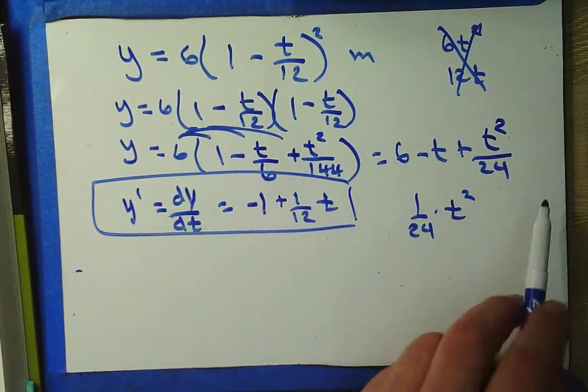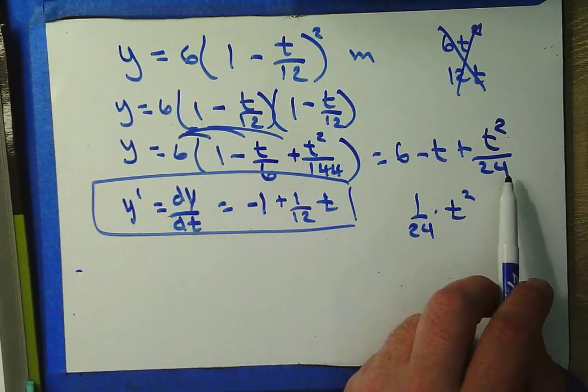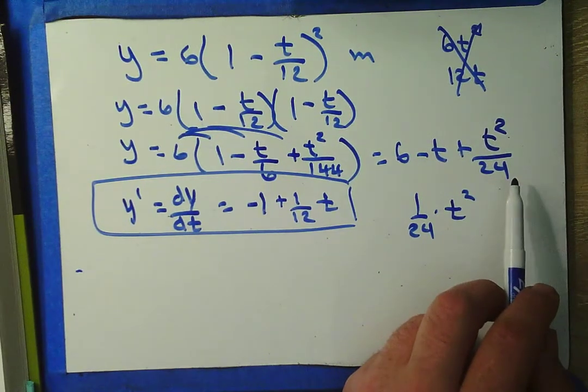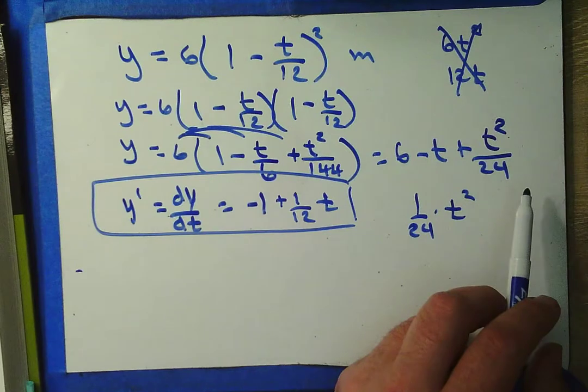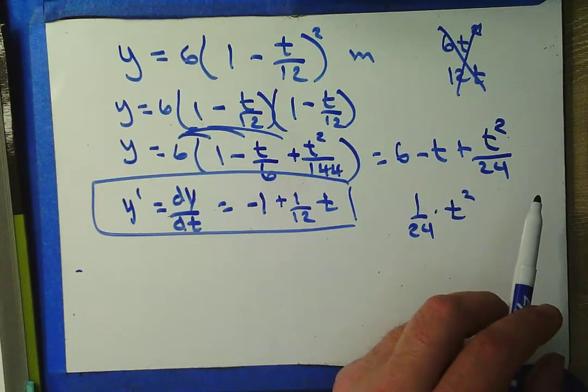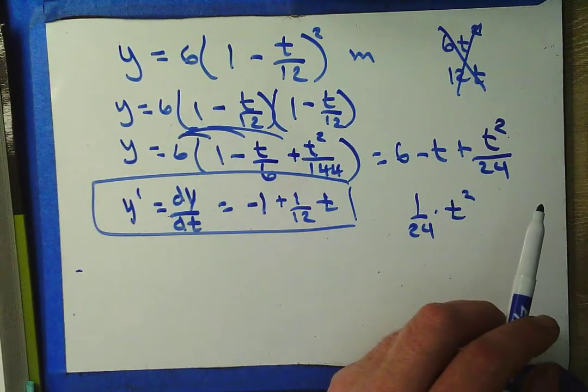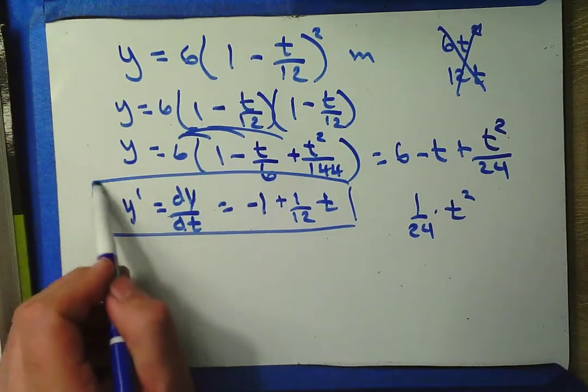Oh, by the way, those of you who like quotient rule and want to use it here, you can. It's just going to be a lot more time consuming, and you might make mistakes with low d high minus high d low over low squared. Okay, so there's part A.